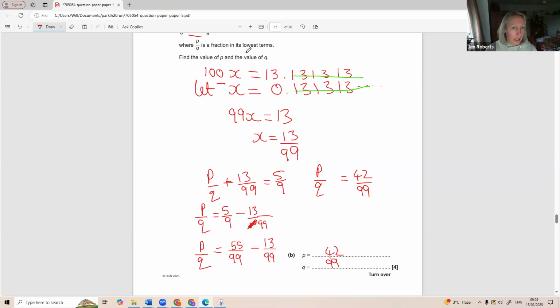Sorry, I've just looked at the mark scheme and I haven't put it in its lowest terms, have I? Okay, sorry about that. So how do we get this in our lowest terms? We need a common factor of both of these numbers. Let me just think. I'm guessing it's 3. Yeah, that's it. If we divide both the numerator and denominator by 3, you might want to do a little bus stop method here. 14. And 99 divided by 3 is 33.